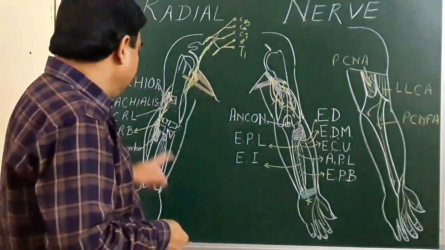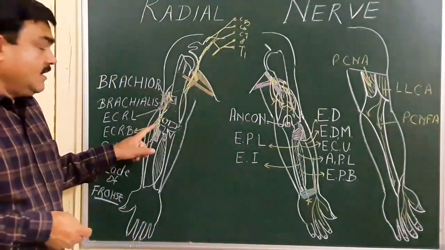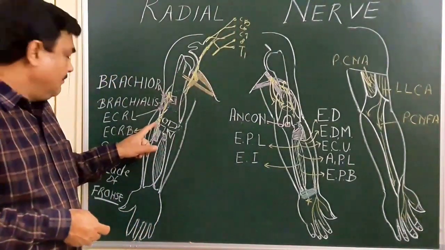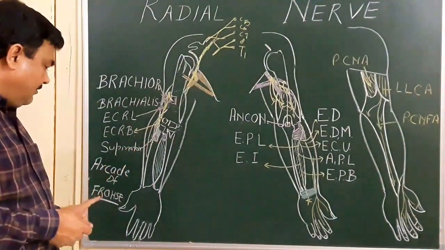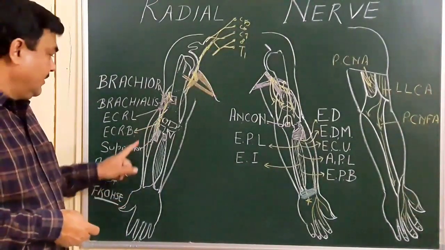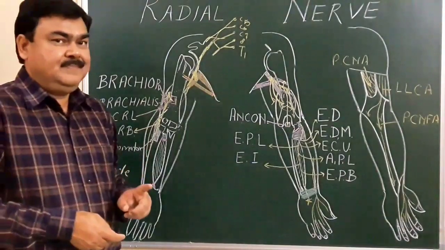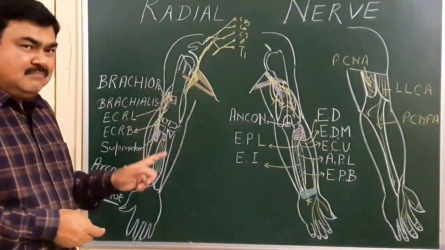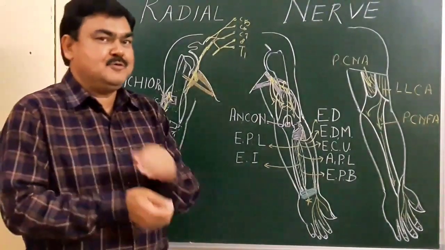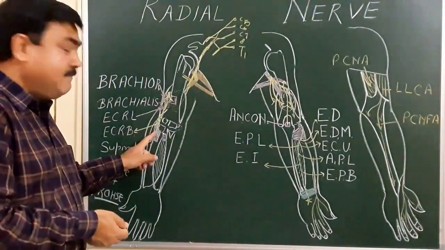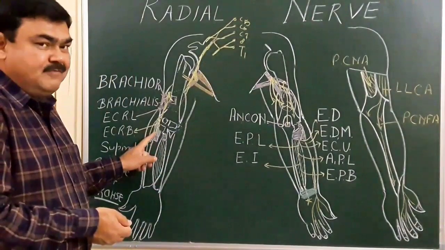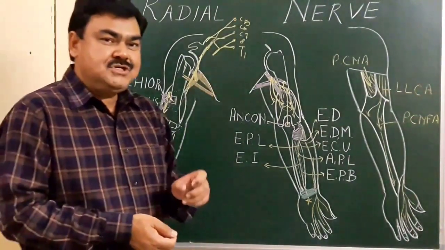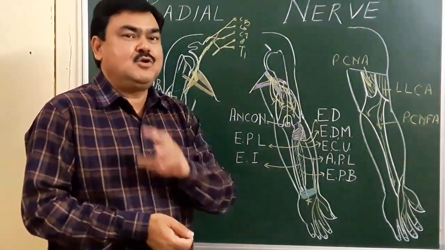Another condition here: the nerve may be compressed by the arcade of Frohse, or in case of hypertrophy of the supinator, where it passes between the superficial and deep layers of the supinator. So here it may be compressed in case of hypertrophy of the supinator. That condition is known as posterior interosseous nerve syndrome.